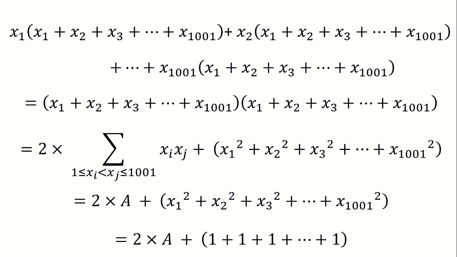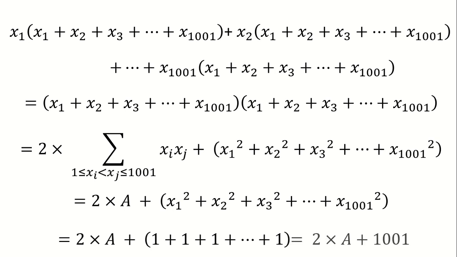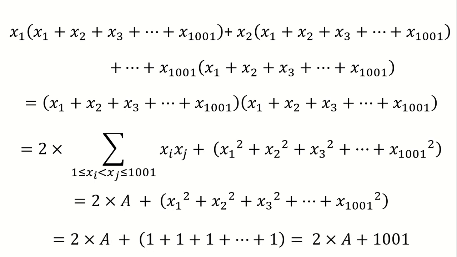Because in case we have minus 1 as xi, xi to the power of 2 is equal to plus 1. And in case we have positive 1 as xi, xi to the power of 2 is equal to 1. So there is no difference between minus 1 and positive 1, because at the end we have positive 1 as xi to the power of 2. So 1001 times 1 is equal to 1001. So the result is 2a plus 1001.